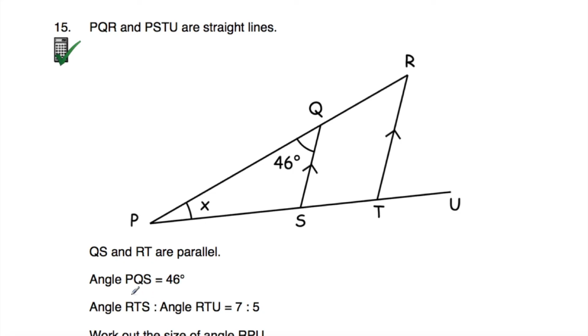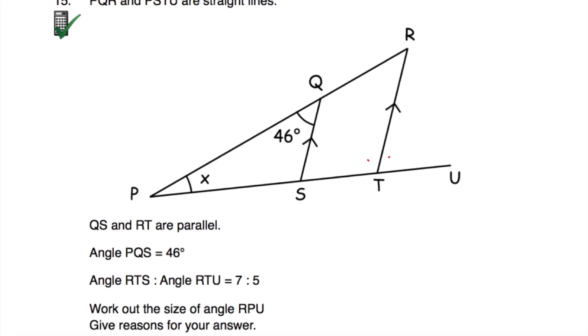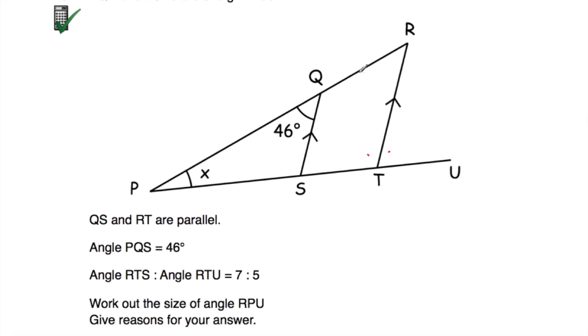And then we're told the ratio of angle RTS, so this angle, to angle RTU, this angle, so these two angles, are in the ratio 7 to 3. Obviously, as you can see, this obtuse angle would have to be bigger than this acute angle, so that's why it's the ratio 7 to 3. And the question says, work out the size of angle RPU, it's labelled X, and we're to give reasons for our answer.